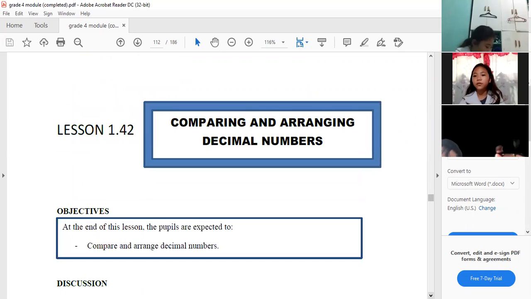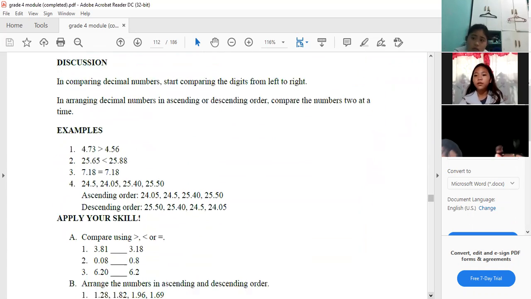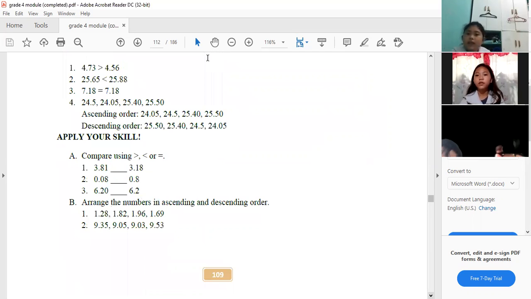Okay, so comparing, so we are already done with rounding. So ayan, try natin. Ano mas malaki dito? Is it 3.81 or 3.18? 3.81. Therefore, the answer here is greater than. How about number 2? 0.08 or 0.8? Less than. How about for number 3? Equal. Yes, that would be equal to.